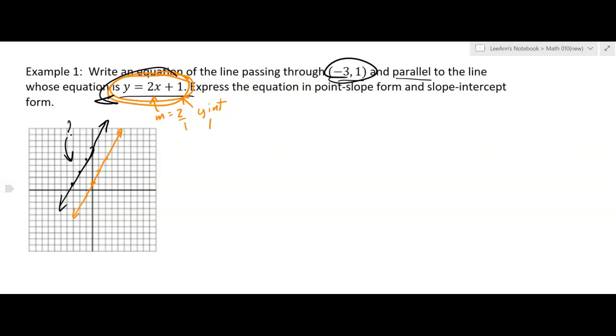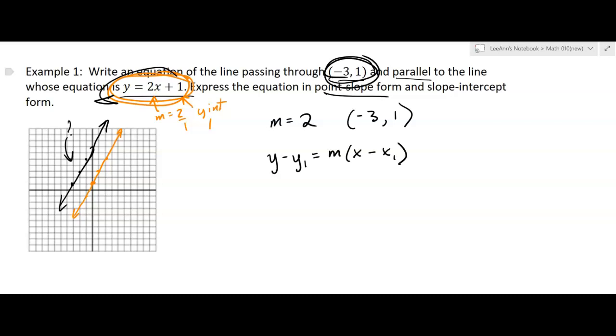Okay? We know the slope. The slope is 2, because it's got to be the same as the orange line. It's got to have the same slope, otherwise they won't be parallel. And we know a point on the line. We know it goes to the point (-3, 1). Then we can use point slope form. It says y minus y sub 1 equals m times x minus x sub 1. And so there's my slope, and here's my x sub 1 and my y sub 1. I put everything in. Again, it's got the minus minus thing going on, but we can fix that.